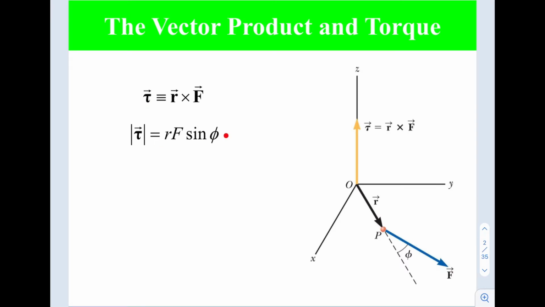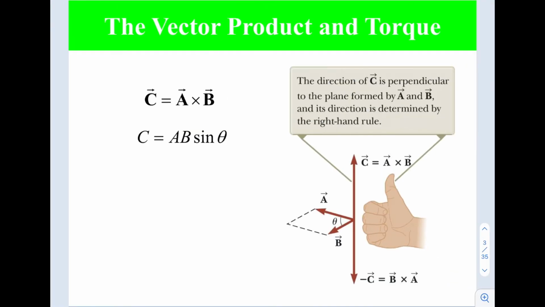The magnitude of this torque is equivalent to rF sine phi. Phi is the smallest angle between r and F. And our torque is lying on the third axis. Since r and F are within the XY plane, as mentioned before, torque is on the z-axis. We will take a look in detail at how to determine the direction of the torque.